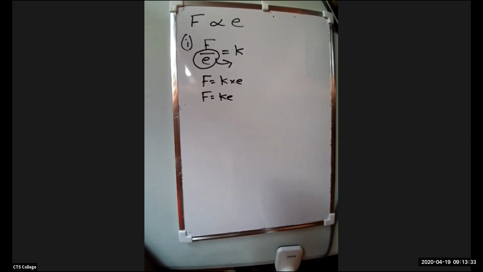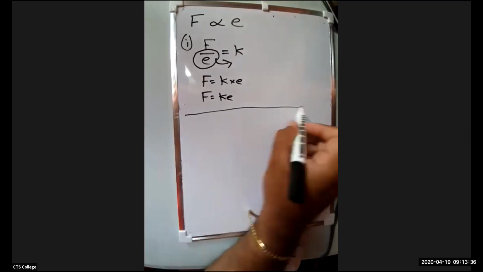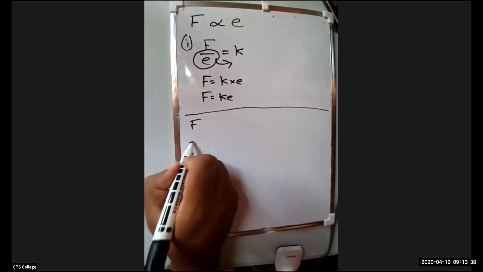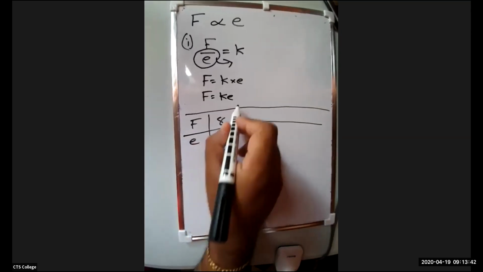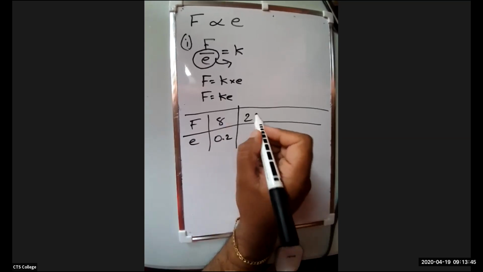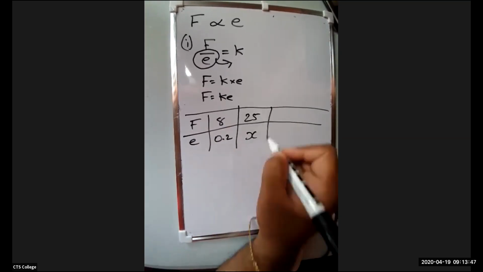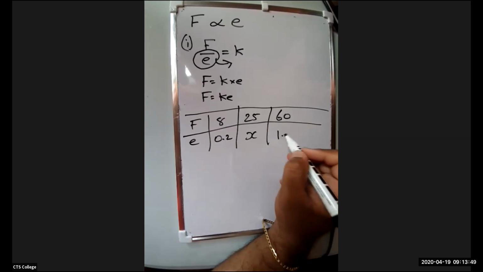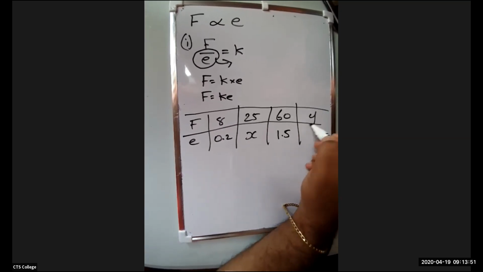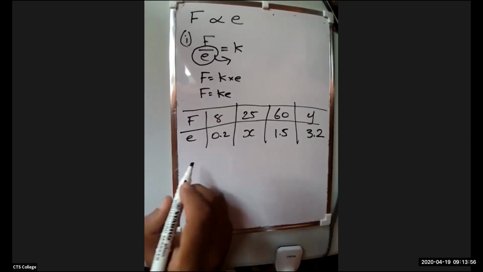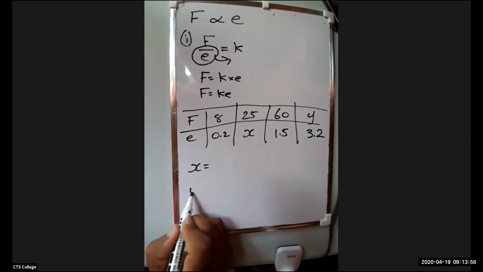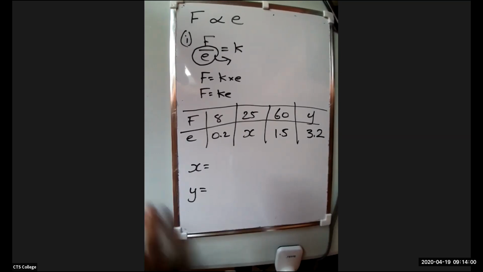And they are telling us here to complete the table. Let me just redraw the table. F and E. And then we have 8, 0.2. We have 25 and X. And then we have 60 and 1.5. And then we have Y and 3.2. And we are being asked to find X and to find Y.